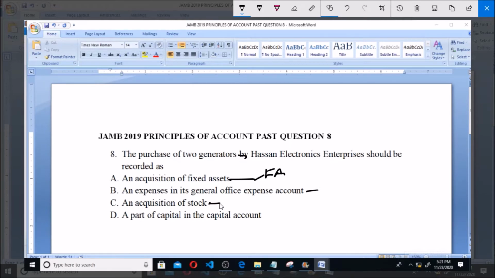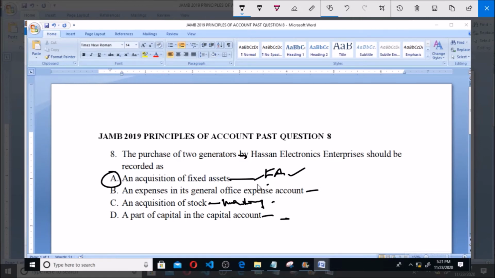in Hassan Electronics Enterprises. Yes, a generator is a stock, but at this point in this company, generators may not be their own inventory, their own stock. So it's an acquisition of fixed assets rather than stock. D, as a part of capital in the capital account. It's a capital but not in the capital account, because it's from the capital account that we pull that money to buy the generator. So option A, which is an acquisition of fixed assets, is the right option.